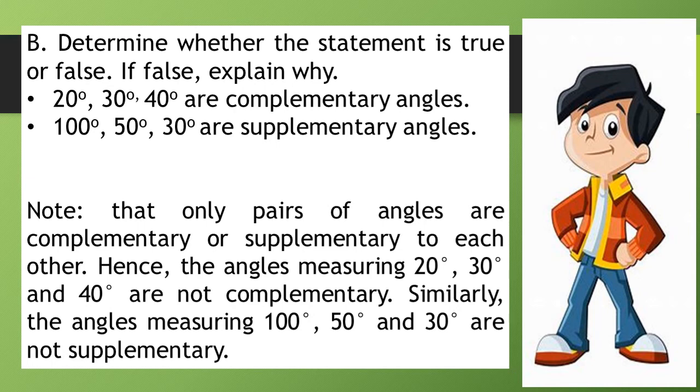Hence, the angles measuring 20 degrees, 30 degrees, and 40 degrees are not complementary, because complementary angles are composed of only two angles, which are added so that they can have a measurement of 90 degrees. Similarly, the angles measuring 100 degrees, 50 degrees, and 30 degrees are not supplementary.